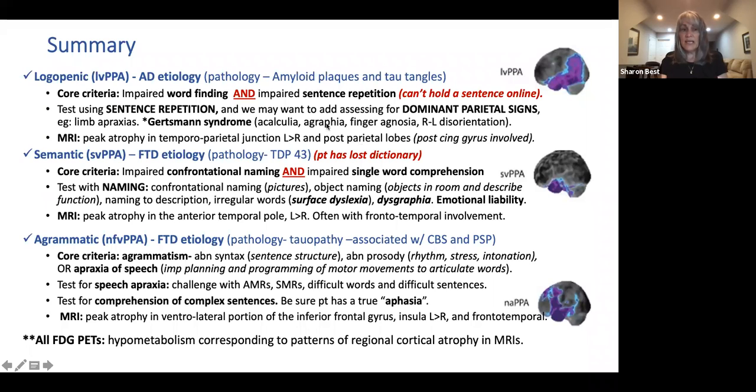So the MRI has the peak atrophy in the ventrolateral portion of the frontal gyrus, shown for you right here. Insular involvement may be shown. And again, it's frontotemporal. All FDG PETs would have hypometabolism in the corresponding areas that we expect to find the prominent atrophy on MRI.